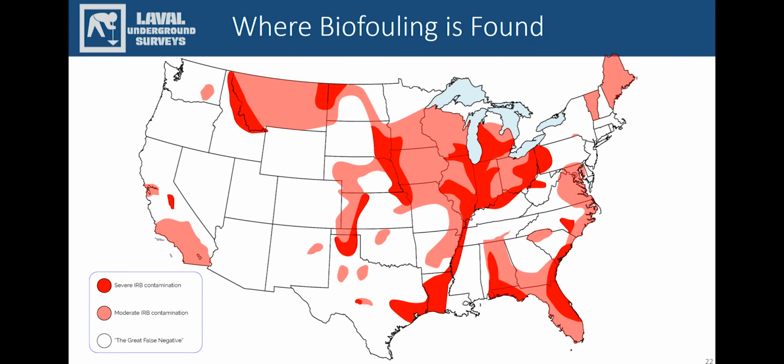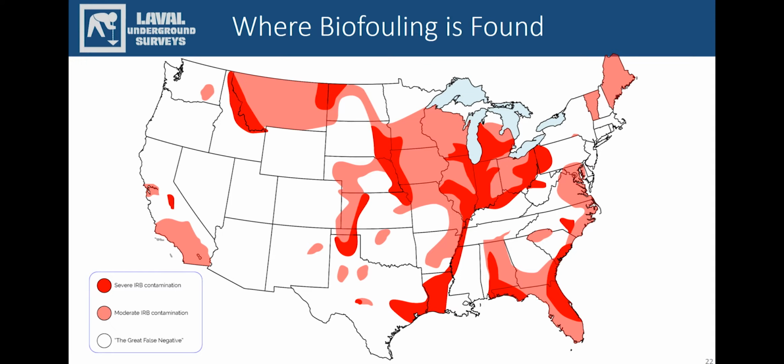This is a map from the USGS in 2010. This map gives us a broad overview of where iron bacteria is known to be present. In dark red, it shows us the severe locations. The light red shows us the moderately contaminated places, and the white represents what we call the great false negative. This white space is expansive, but it leaves out a lot of iron bacteria information.